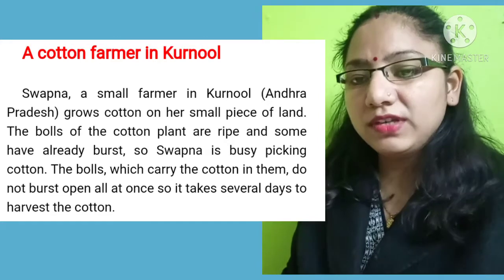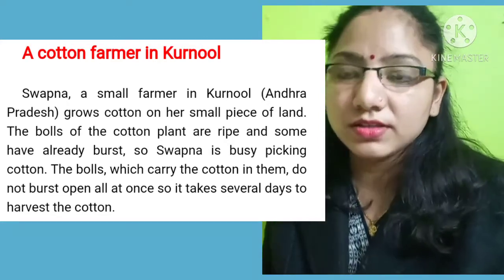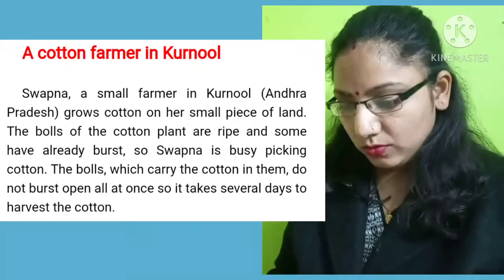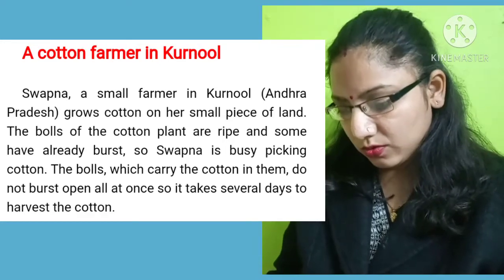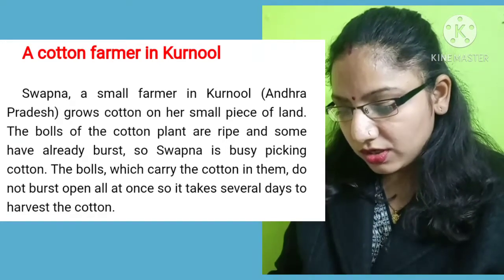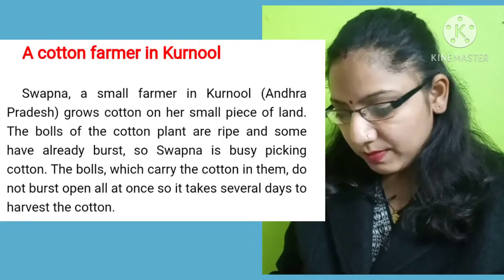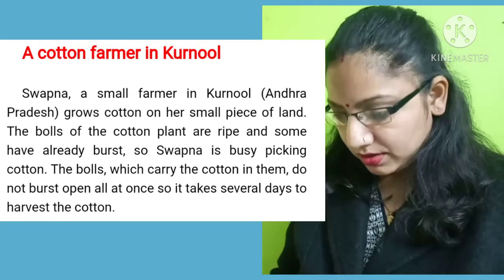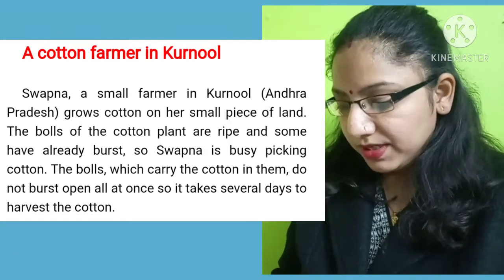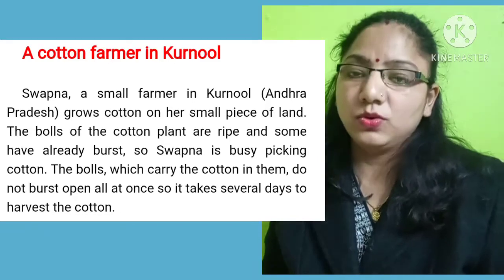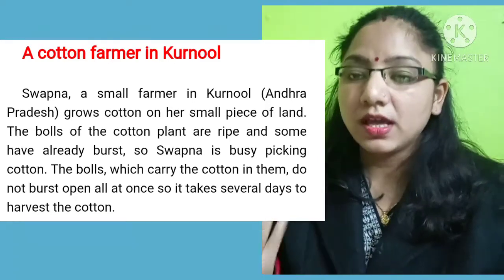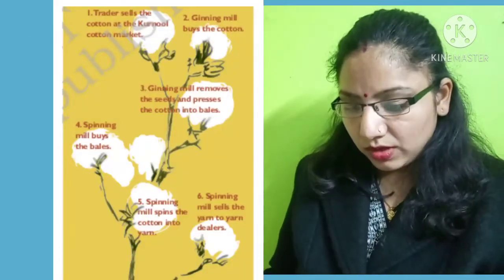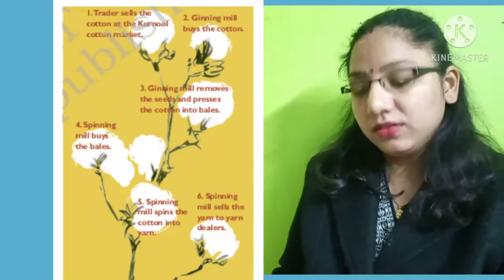First of all, we are going to see the condition of a farmer in this chapter, that is Swapna, a cotton farmer in Kurnool. Swapna, a small farmer in Kurnool, Andhra Pradesh, grows cotton on her small piece of land. The balls of the cotton plant are ripe and some have already burst. So Swapna is busy picking cotton. As you know, you have also seen that cotton is a small ball with the fiber of the cotton. So nowadays Swapna is busy picking the cotton.